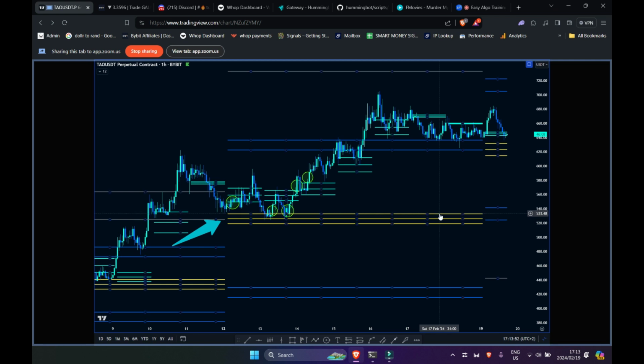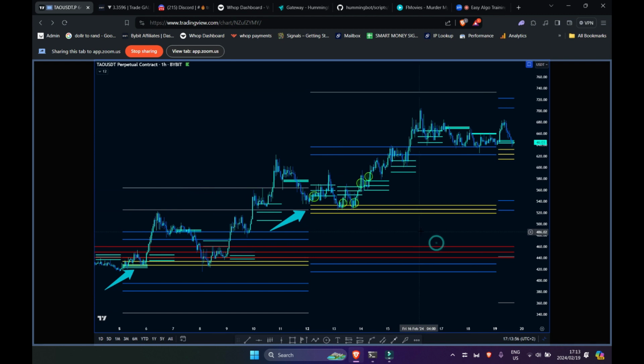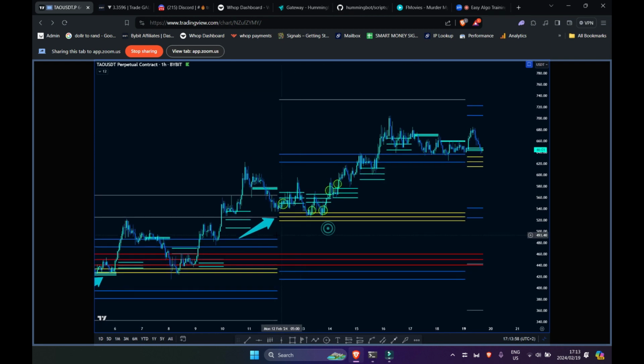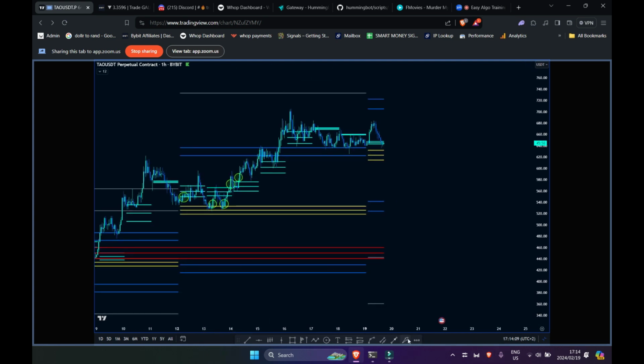Basically how it works is this. I'll turn on the monthly quickly, and you can see over here, we're also above the monthly. So in this instance, we're above a monthly grid, a weekly grid, and then as soon as we get above a daily grid, we are confirmed that it is a very strong bullish. Because how it works is this.